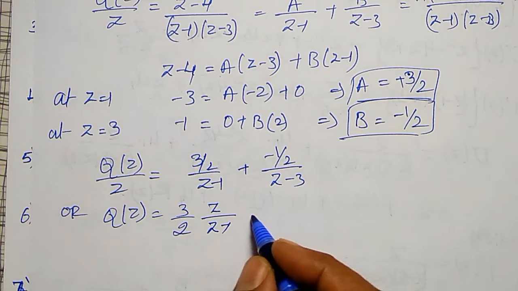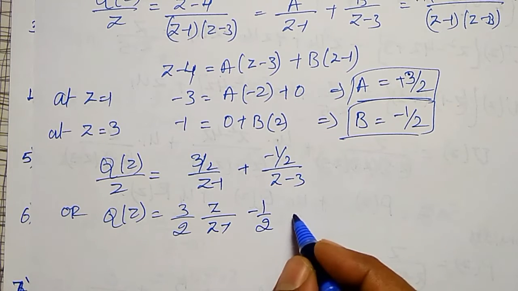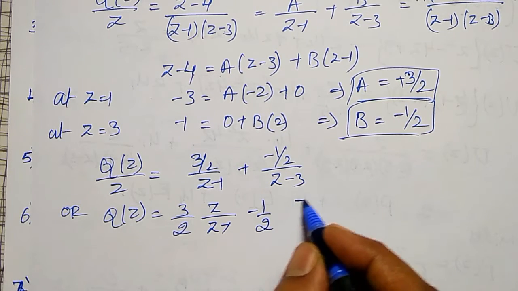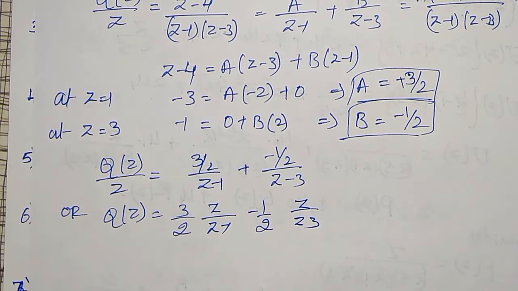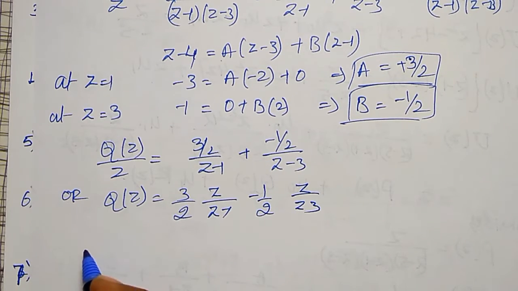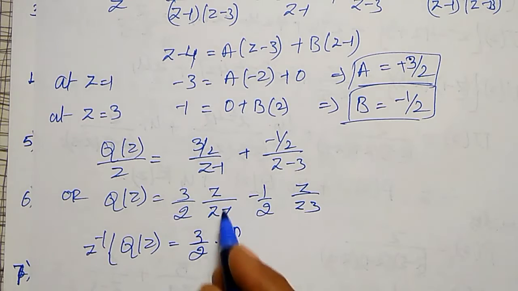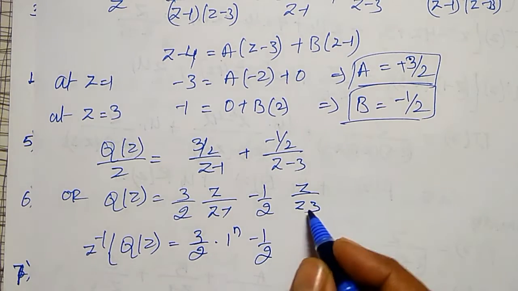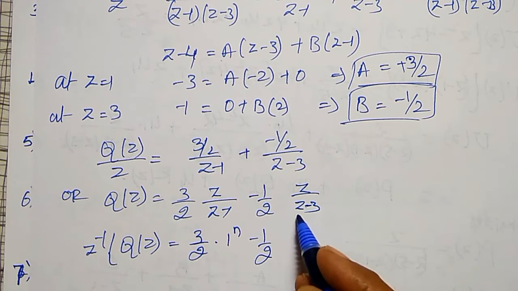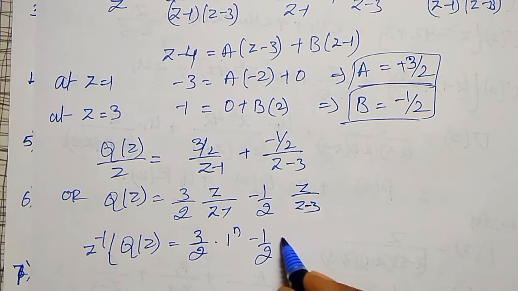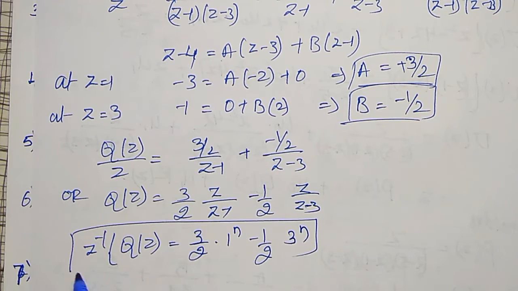This z is multiplied here, minus 1 by 2 times z divided by z minus 3. Therefore, the inverse z transform of q of z is equal to 3 by 2 times 1 raised to n for the inverse z transform of z divided by z minus 1, minus 1 by 2 times the inverse z transform of z divided by z minus 3, which is nothing but 1 by 2 times 3 raised to n. This is the second term.